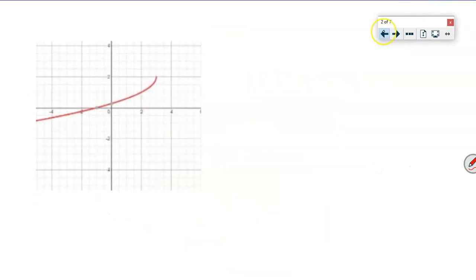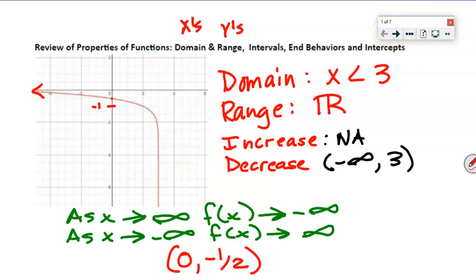Oh, let me go back. This graph was a log graph. So this is a log of x graph. Now, there are some other things involved in it, but this is a logarithmic graph.